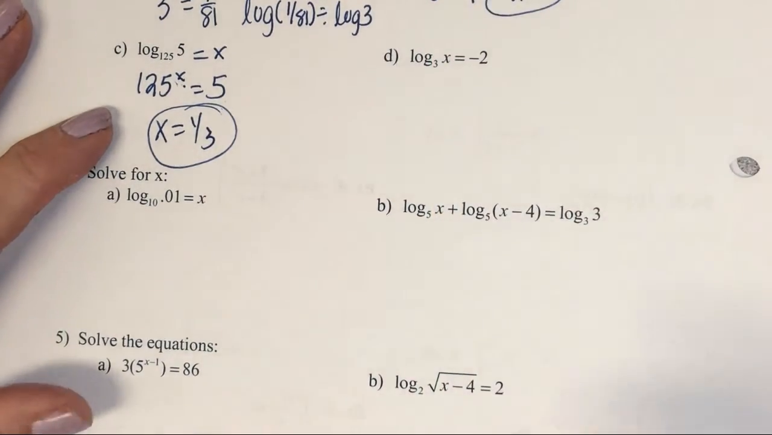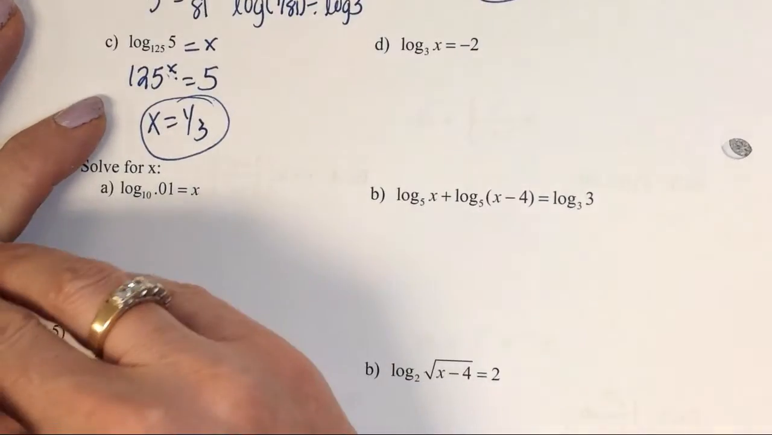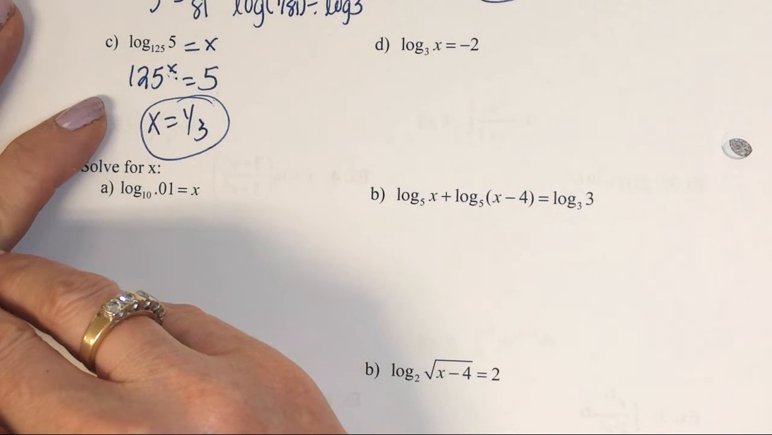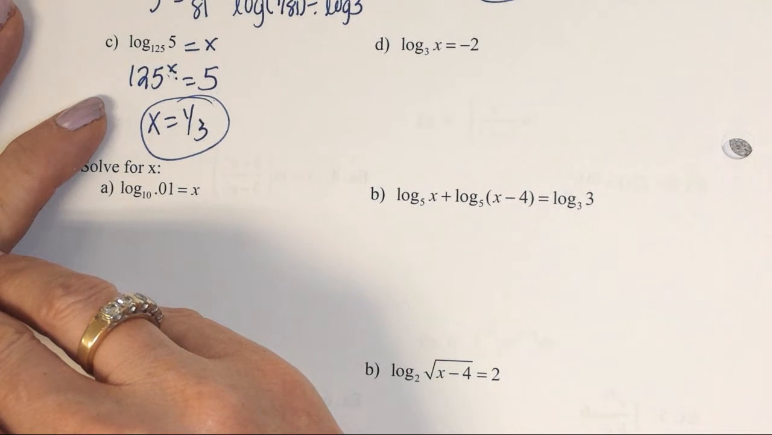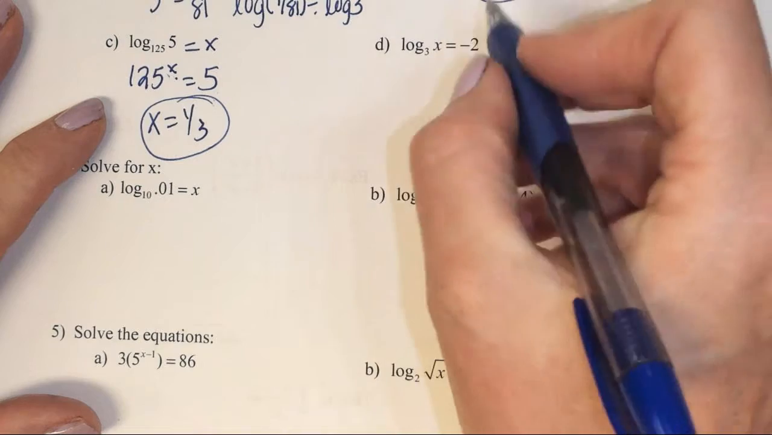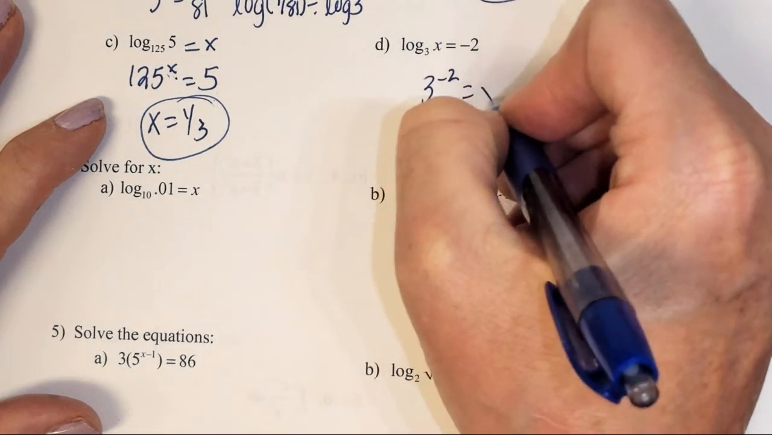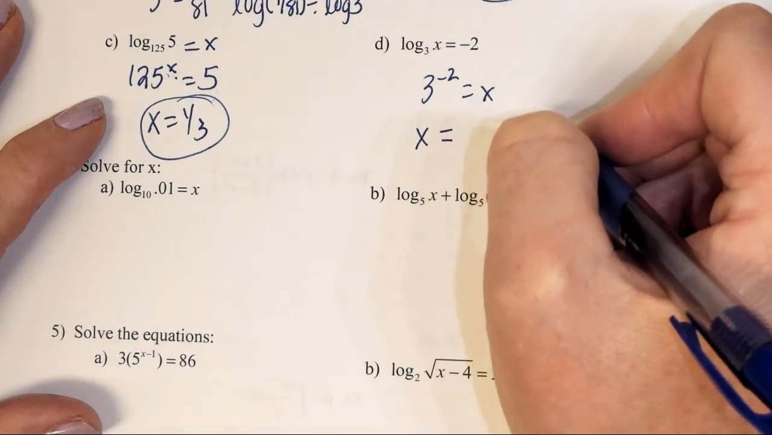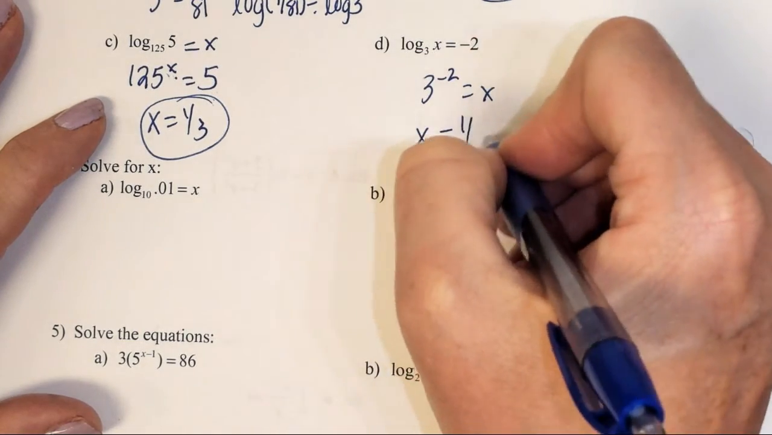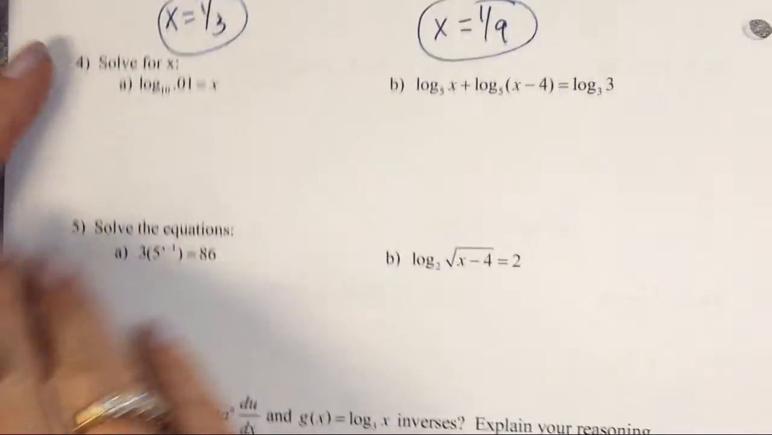All right. How would we solve an equation like this? Just swirl it around. What would it be equivalent to? 3 to the negative 2 equals x. So what is x going to be? 1/9. Good.